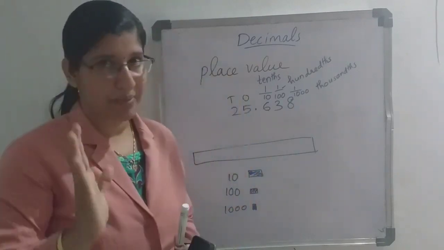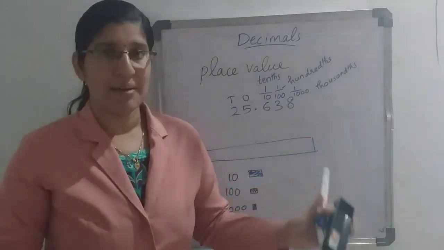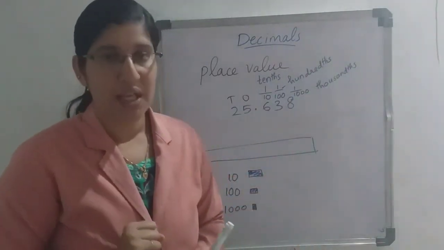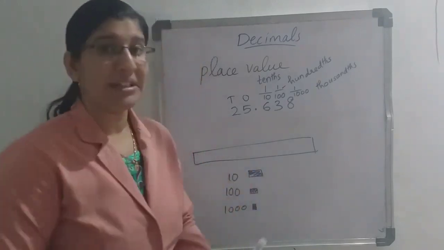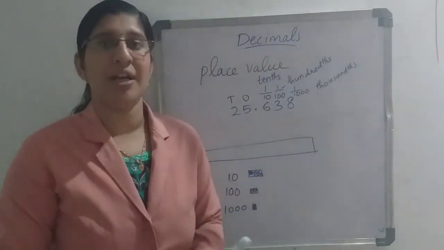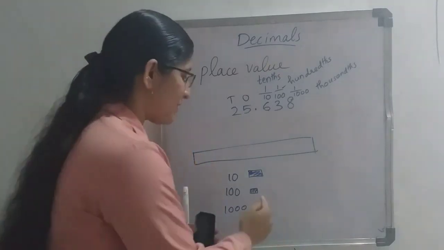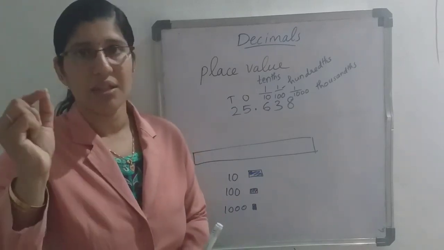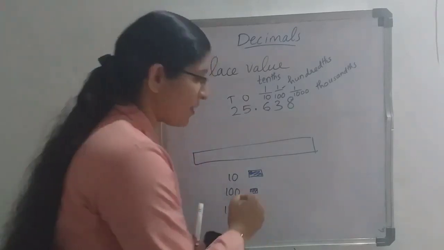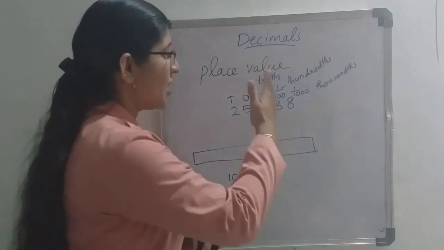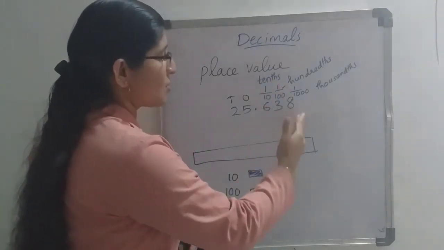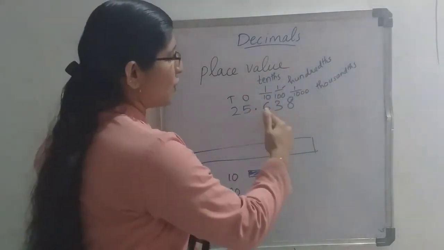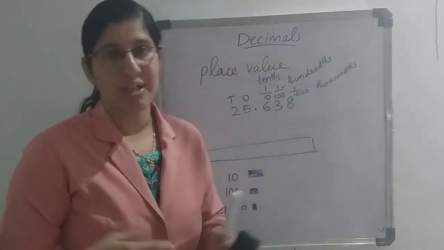Okay, so just think in your mind, I already told you the example. The same ribbon, if we cut it into 10 pieces and take 1, that is a little bit bigger. If we cut it into 100 pieces and take 1 piece, that will be smaller. If we cut it into 1000 pieces, the one piece will be very, very small. The same way, the place value of the decimals also decreases while going from left to right.